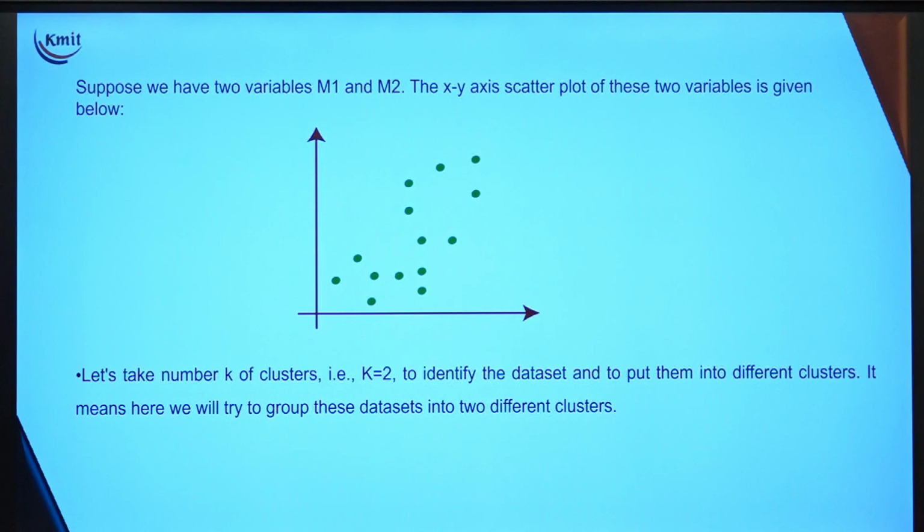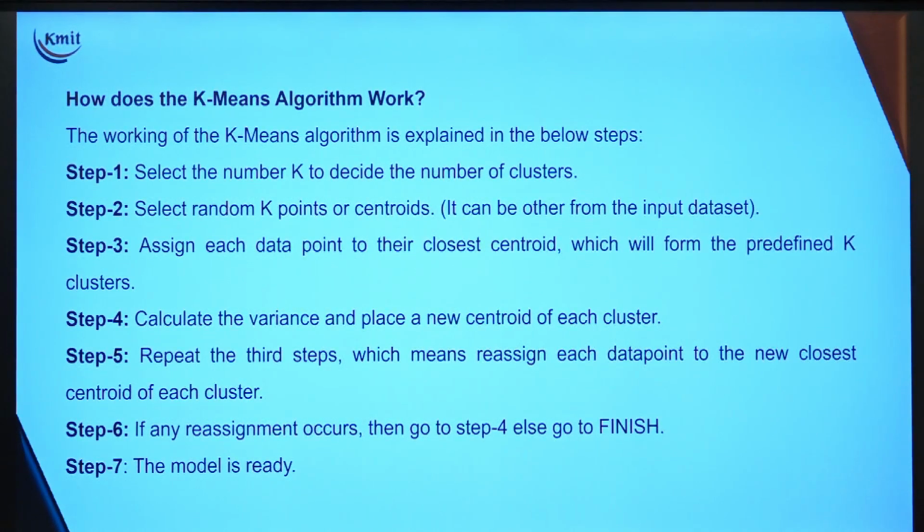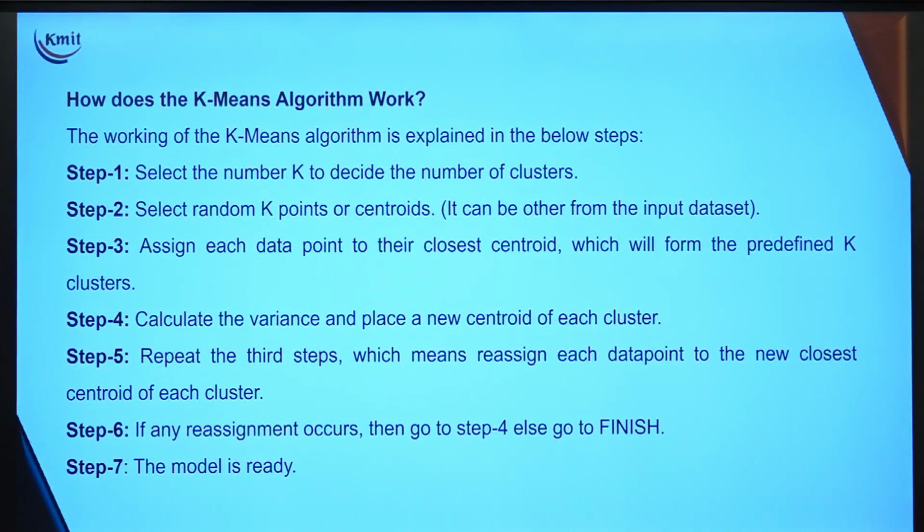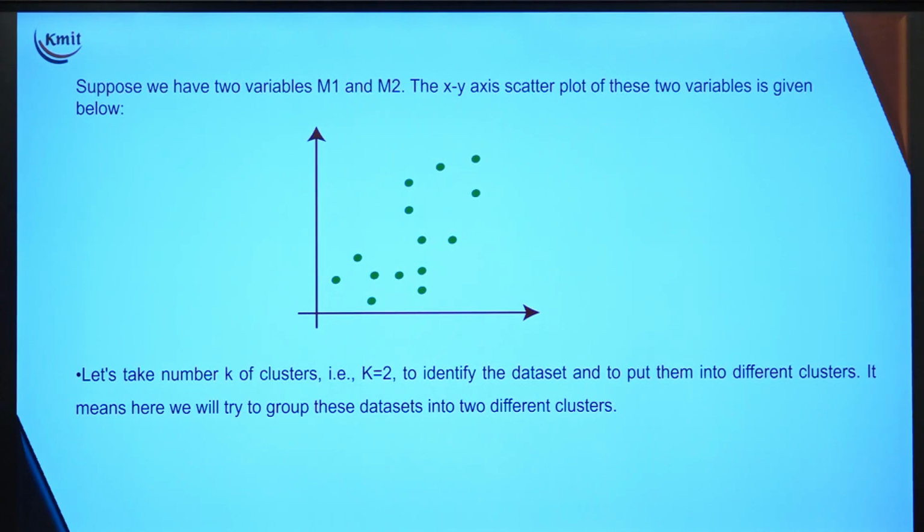Now, in the first step you have to choose the number of clusters k. I have only two variables m1 and m2, hence let's take the number of clusters k equal to 2. This will identify the data set to put them into different clusters. All these data points will be put into either the k1 cluster or the k2 cluster, which means here we'll try to group these data into these two different clusters.